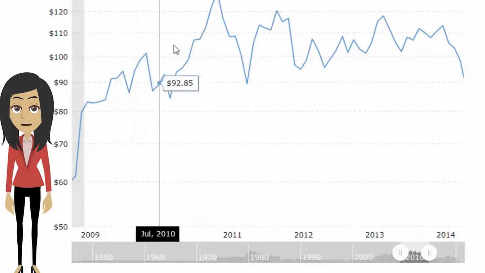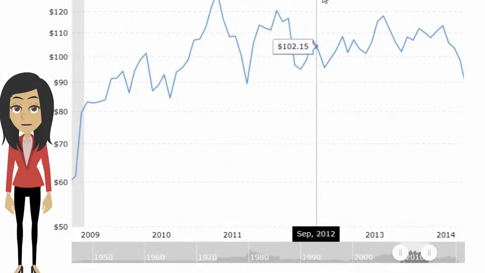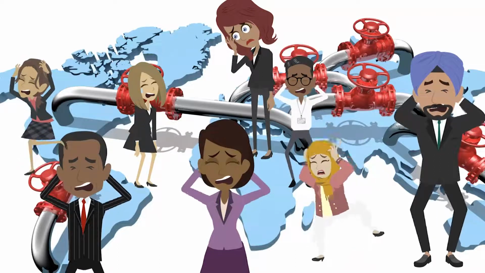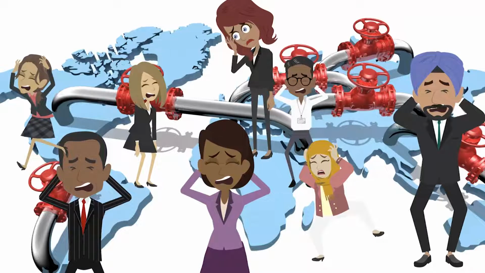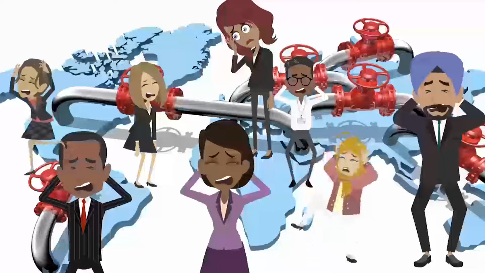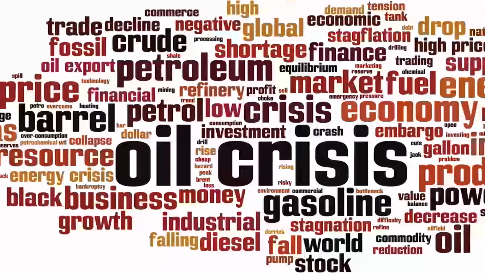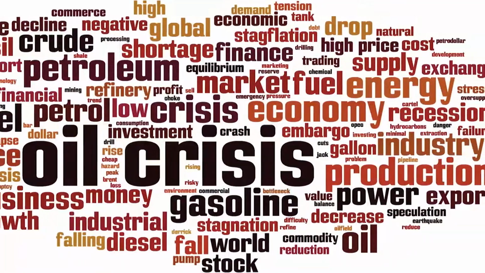Prices rose because suppliers couldn't convince buyers that they could properly deliver their oil. And prices fell when buyers were no longer worried about the supply.